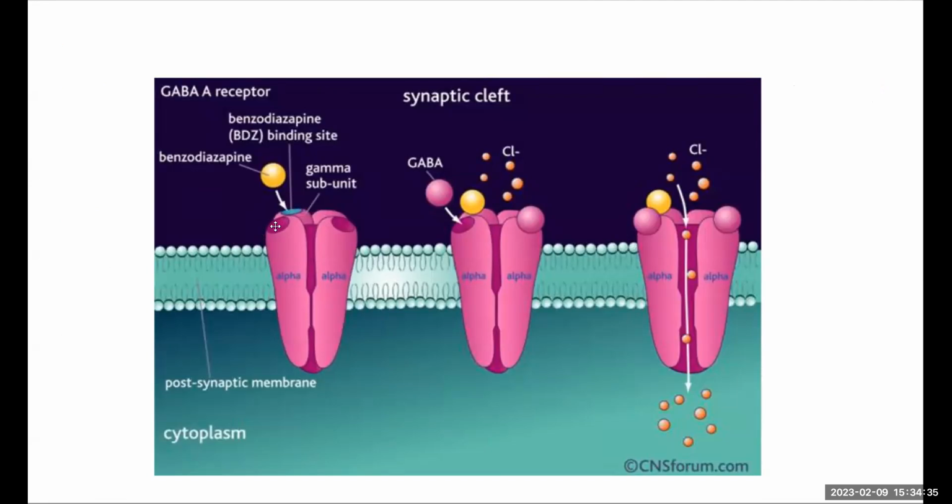Benzodiazepine attaches to the gamma subunit, making it easier for GABA to attach, which increases chloride conductance. Increased conductance of the chloride causes hyperpolarization, and therefore it's not easier for it to conduct the action potential.